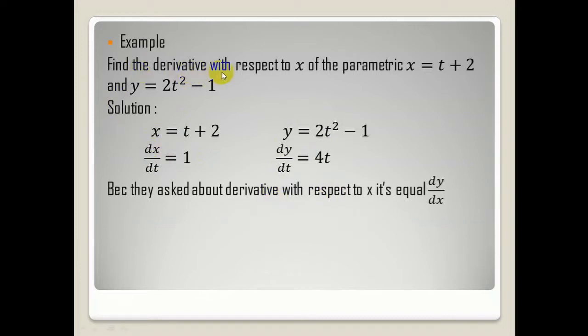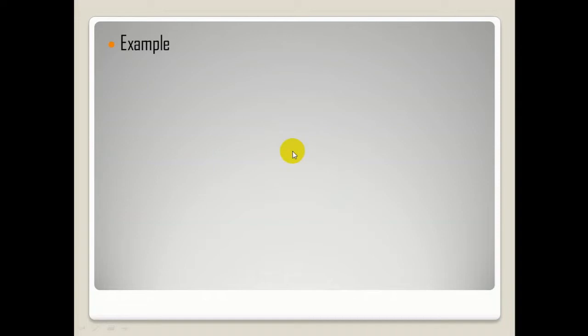Because they ask about the first derivative, and the first derivative is dy over dx, you can rewrite dy over dx equal to dy over dt over dx over dt, because we can cancel dt and dt to get dy over dx. Okay everyone, do you understand? So you just need to substitute dy over dt equals 2t and dx over dt equals 1, so 2t over 1 is 2t. Okay, example.